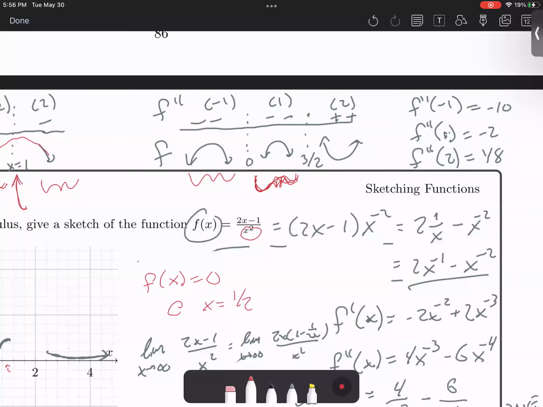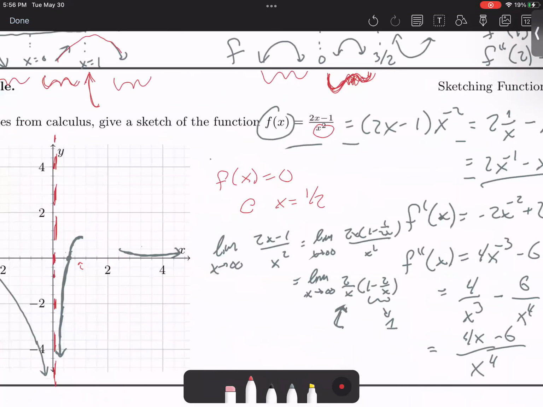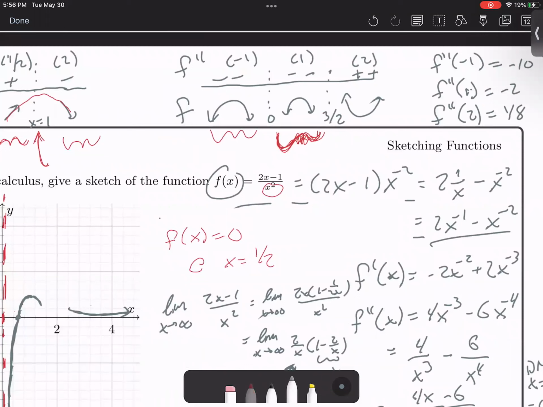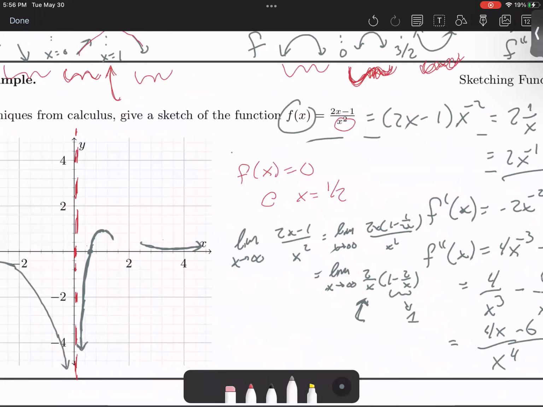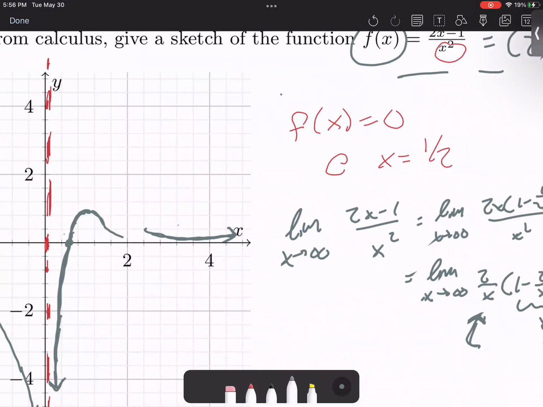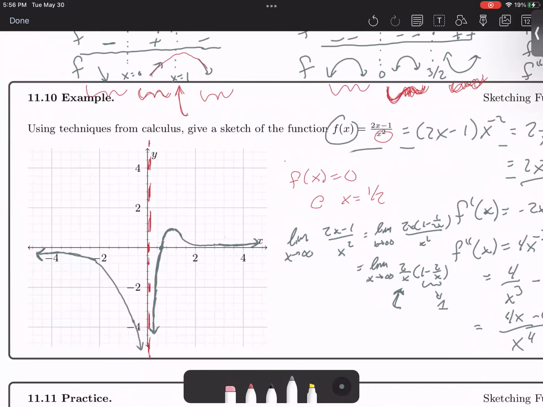But we're still inside this region until we hit 1.5. So we're still concave down until we hit 1.5. And then we switch to concave up. There we go. All right. That's a pretty good idea of what the sketch of the function is going to look like without a calculator.